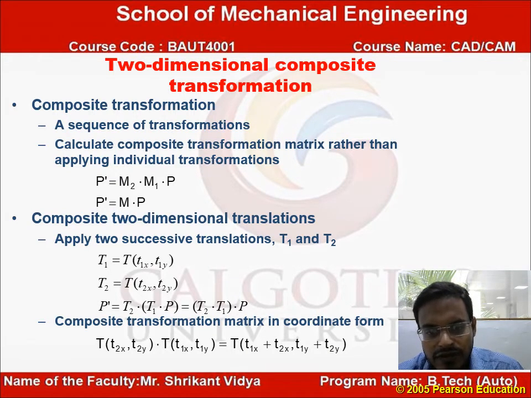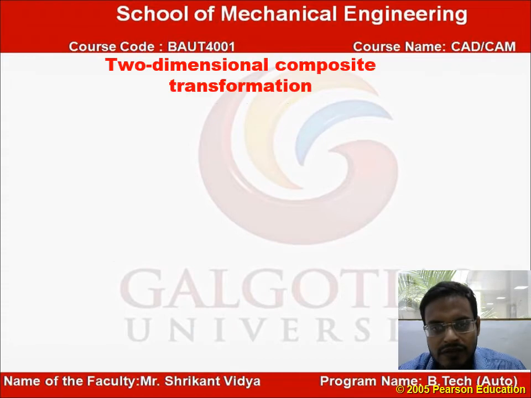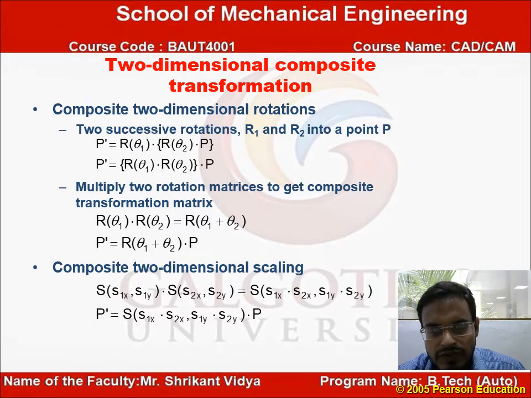So composite two-dimensional transformations in the form of translations. Suppose T1 and T2 are the two translations carried out. Instead of applying them individually, we get P' = T2 T1 P. So the composite transformation matrix in coordinate form can be given as T(t2x, t2y) T(t1x, t1y) = T(t1x + t2x, t1y + t2y). In polar form also, instead of carrying out two rotations, we get one single composite transformation: P' = R(θ1 + θ2) P.